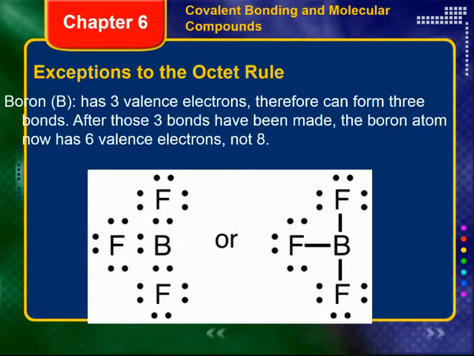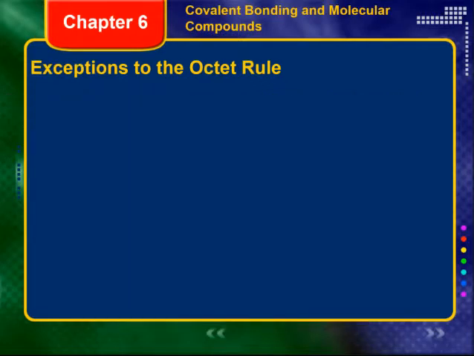Boron, for example, only has 3 valence electrons. And since the valence electrons are the electrons that are involved in bonding, boron can only form 3 bonds. Well, once those 3 bonds have been made, the boron atom only has 6 valence electrons, not 8. Well, that's all boron can do. It just happens to be an exception to the octet rule.